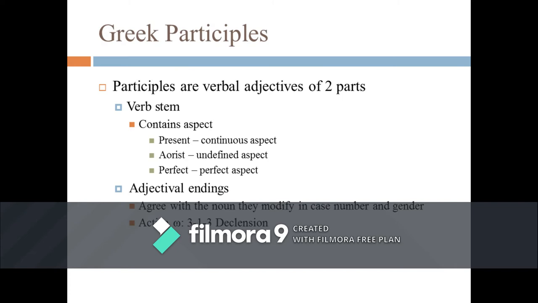Active participles have a 3-1-3 declension, right? That means third declension for masculine, first declension for feminine, third declension for neuter. Middle or middle passive endings are 2-1-2 declensions. That is, second declension for the masculine, first declension for the feminine, and second declension for the neuter. And aorist passive, like the active, takes 3-1-3 declension endings.